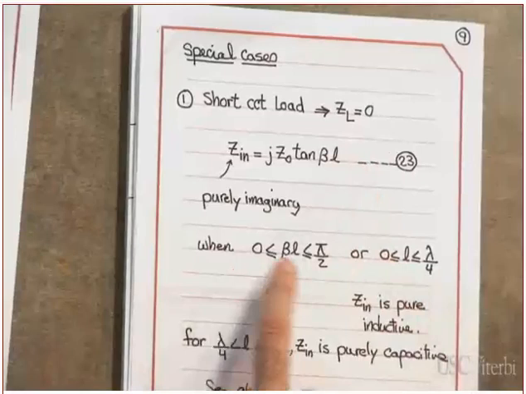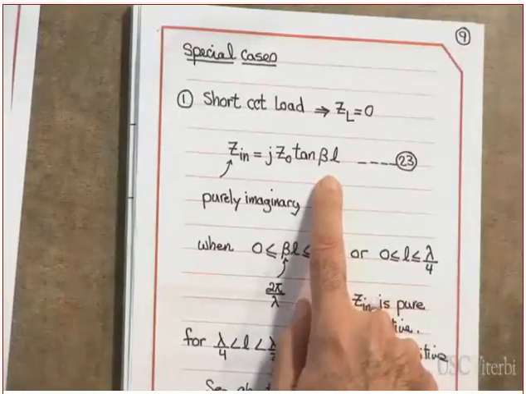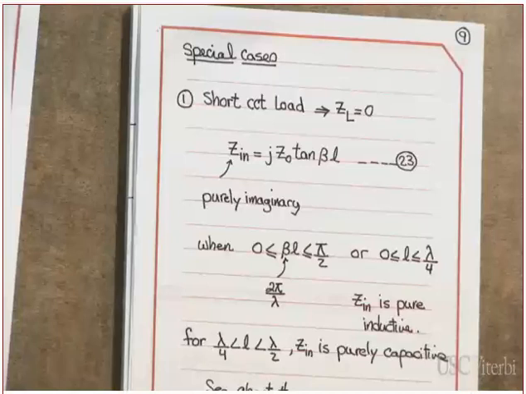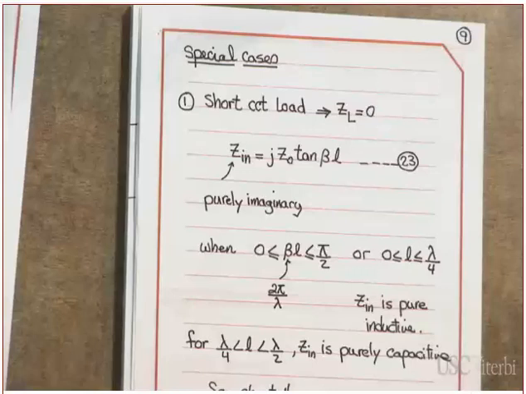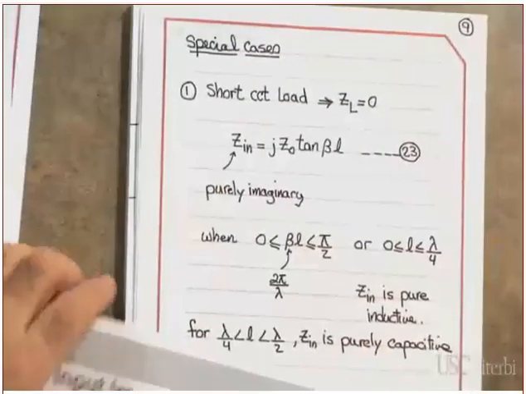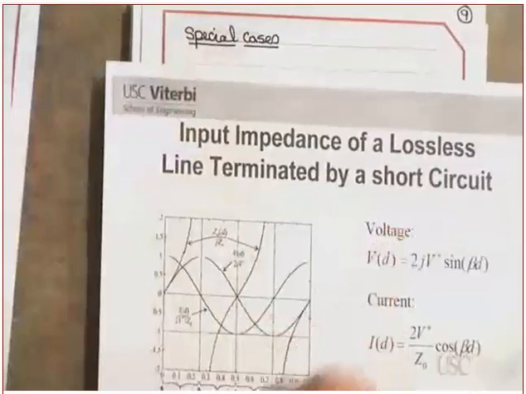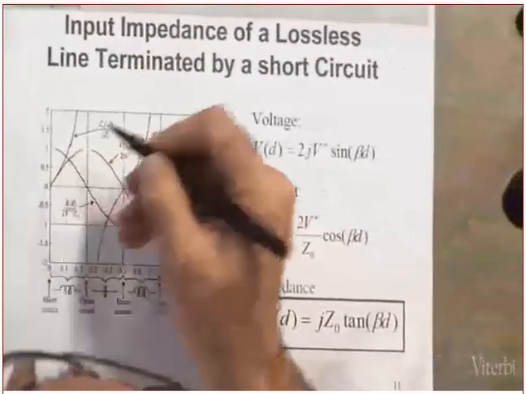If beta L is between 0 and pi over 2, then this one is inductive. Why? Because the angle will be in the first quadrant. And vice versa between pi over 2 and pi. I showed you last time. Where is it? Let me show you. I showed you the characteristic of it. This is the plot from last time. You see this? I'm sketching the impedance here. You see this?